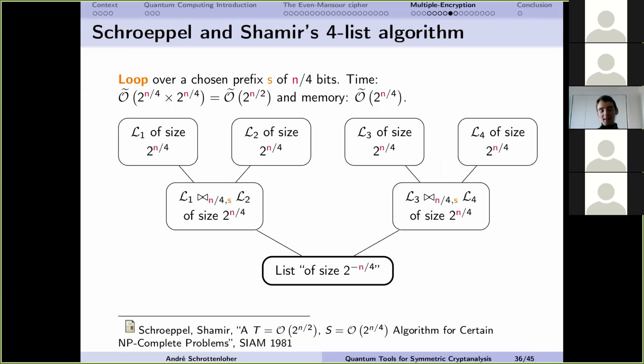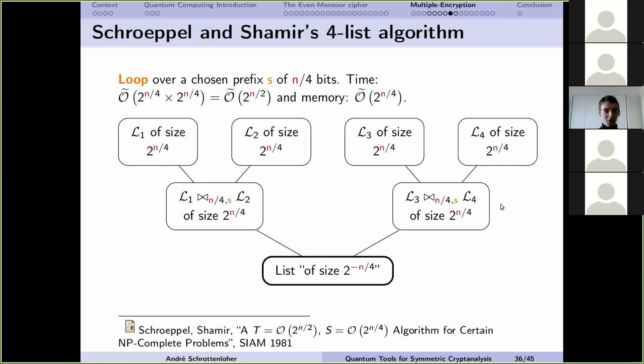But you can do better than that with an idea that was introduced by Schrottenloher and Shamir. As a 4-list algorithm, and we're going to see later how it turns out as a 4 encryption algorithm, it is very simple. It's simply going to take an arbitrary prefix, and instead of computing the whole product of sums between L1 and L2, you're taking all the sums which start with this arbitrary prefix of n over 4 bits. And this is a list which is of size 2 to the n over 4, approximately. And same for the other side.